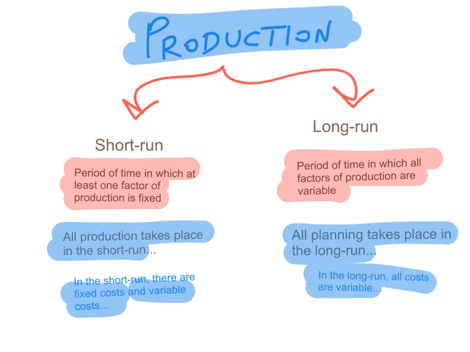So in the short run, at least one factor of production is fixed. All production takes place in the short run, and you have fixed costs as well as variable costs. In the long run, all factors are variable. All planning takes place in the long run, and in the long run, all costs are also variable.